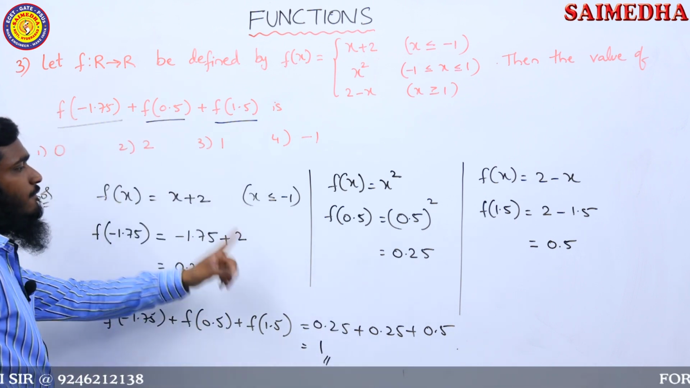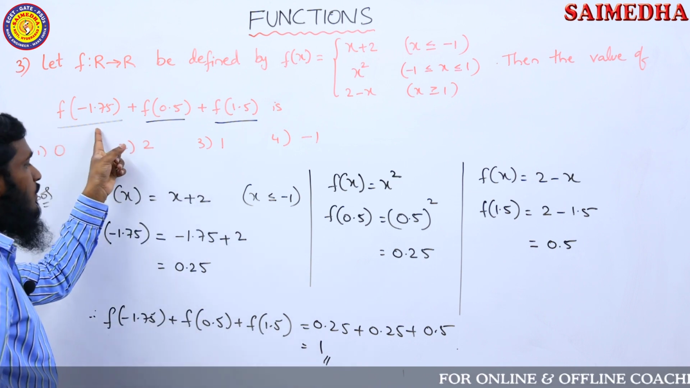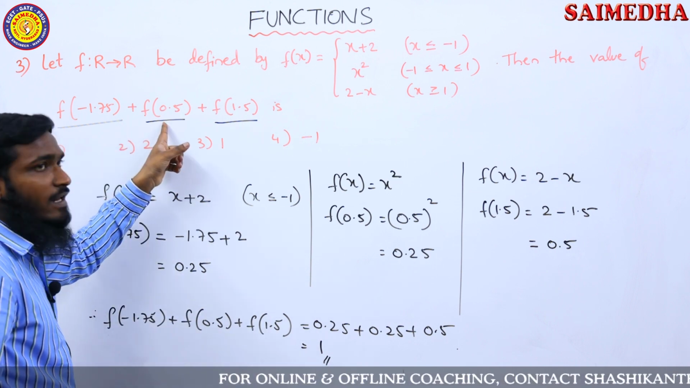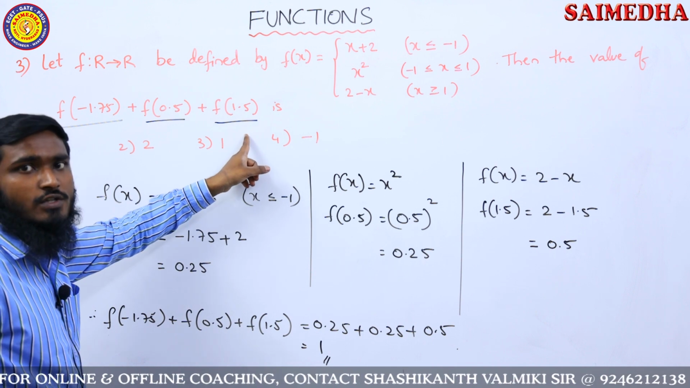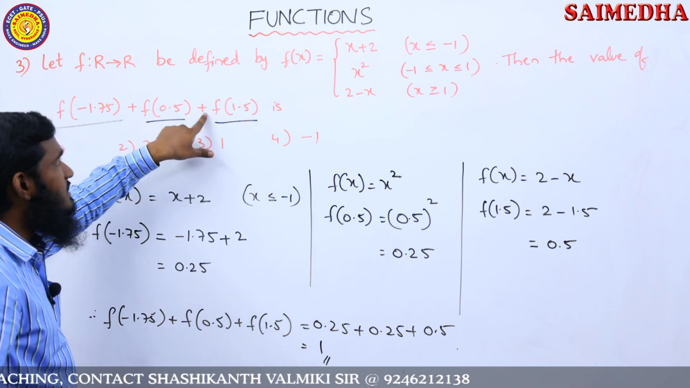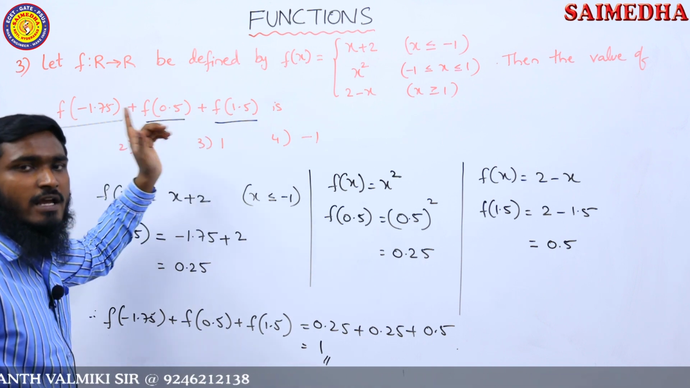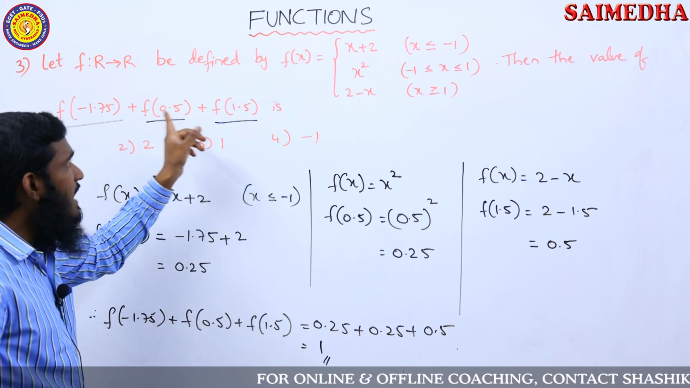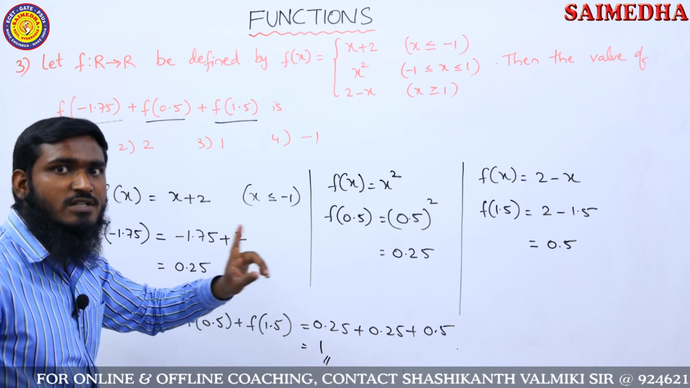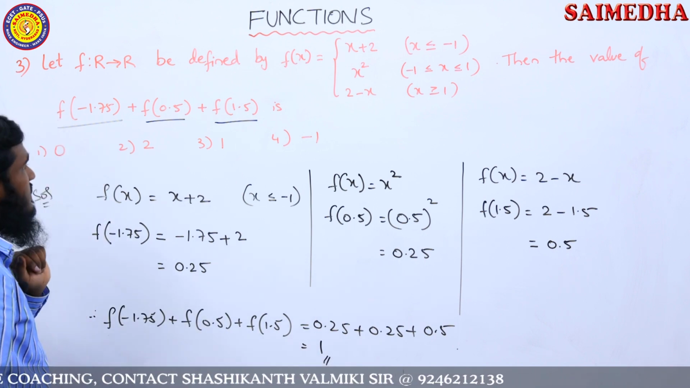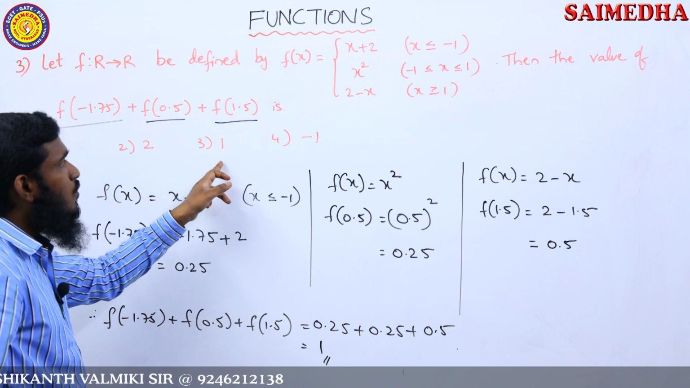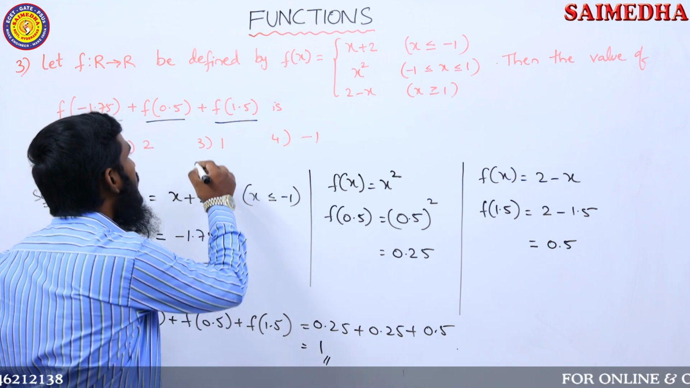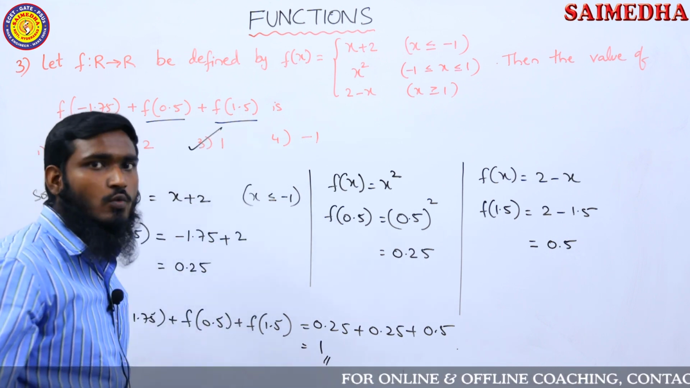So what is the final answer? The first value is 0.25, the second value 0.25, the third value 0.5. We have the plus sign, so we have to add; if it is minus, then you have to subtract. Understood? After adding these three values we get the final answer, 1. The options given are 0, 2, 1 and minus 1. So let us go with the third option, which is 1.